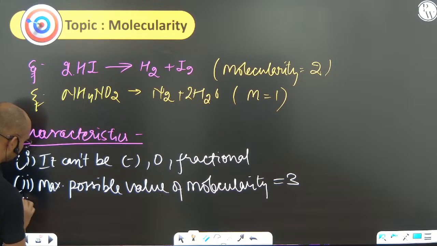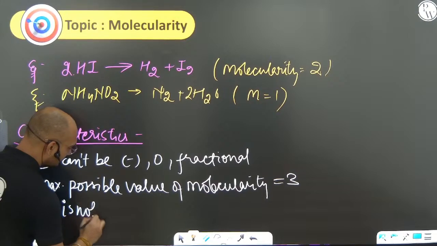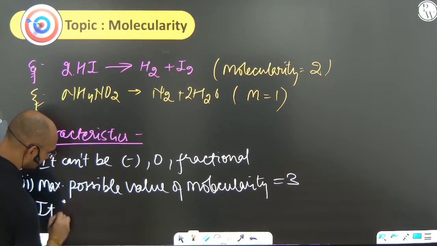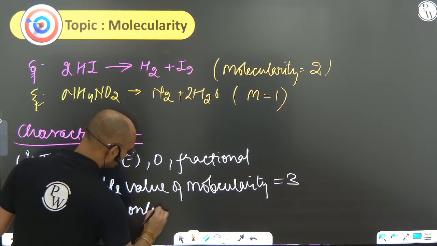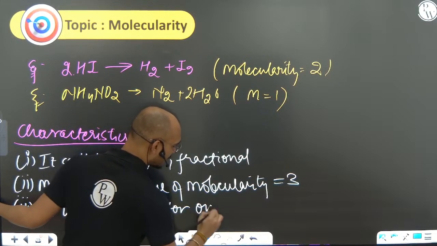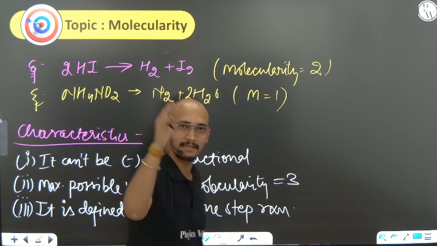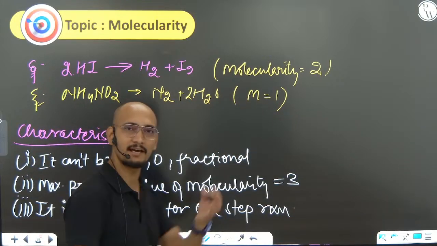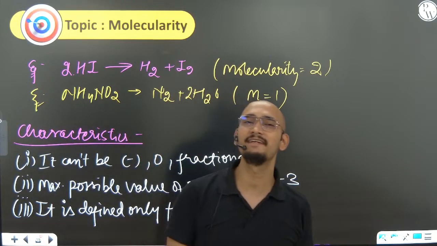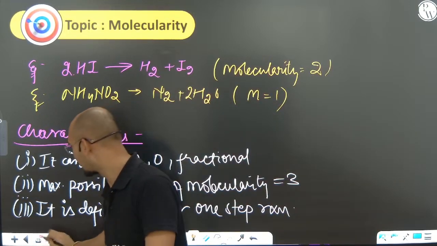Third thing, it is defined only for one step reaction. One step reaction को ही हम लोग क्या कहते हैं? Elementary or simple reaction. It is not defined for complex reaction. Zero order reactions are complex reaction. So what we can say, that molecularity is not defined for zero order reaction also. क्या ये बात समझ आ रही है? Okay. चलो आगे बढ़ते हैं.